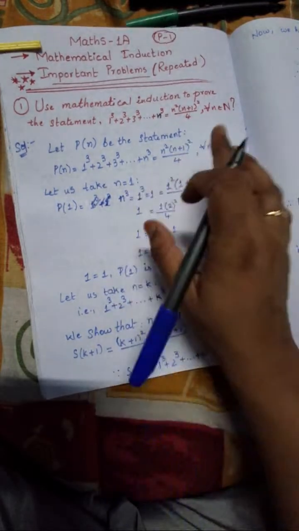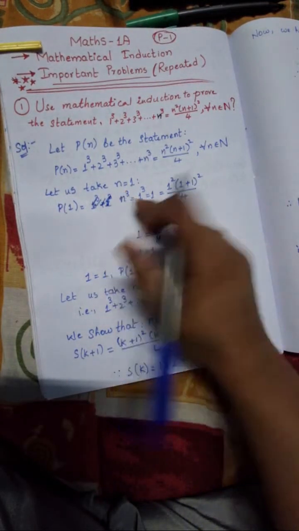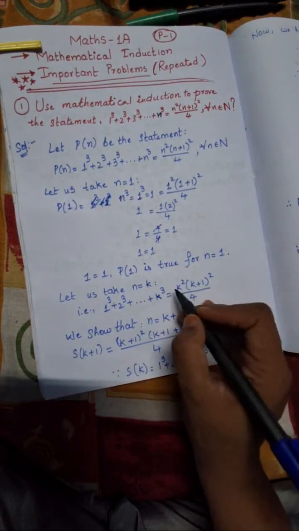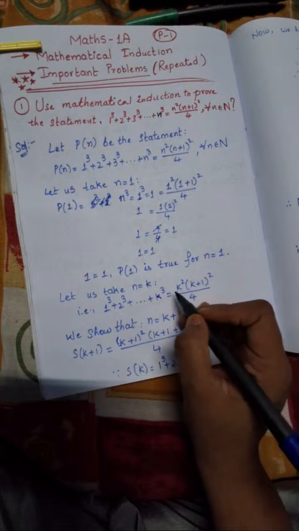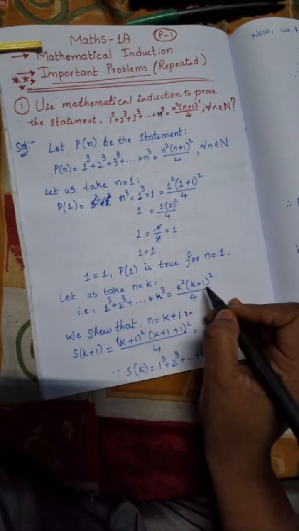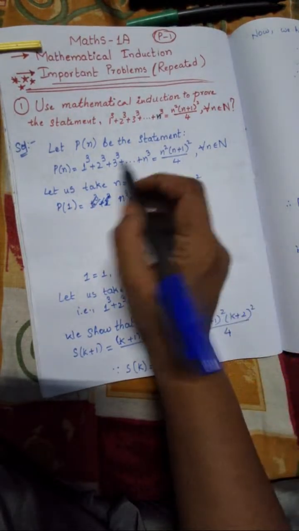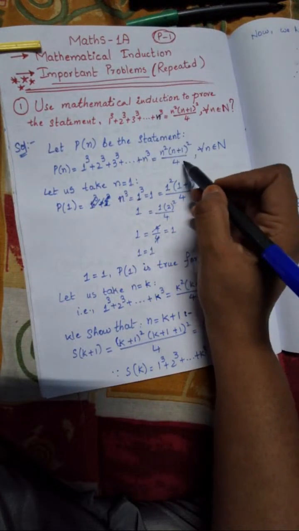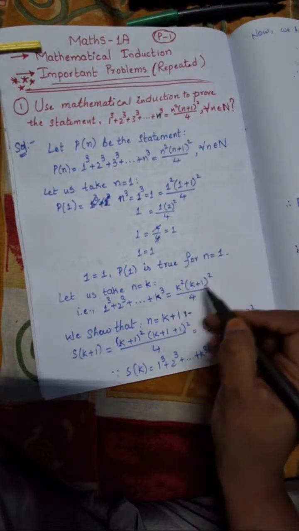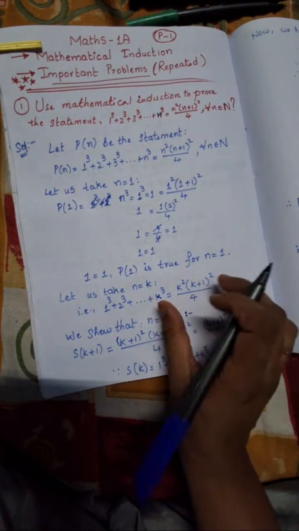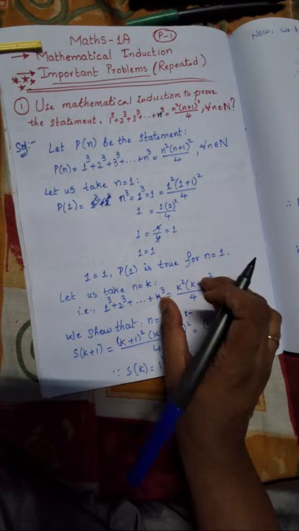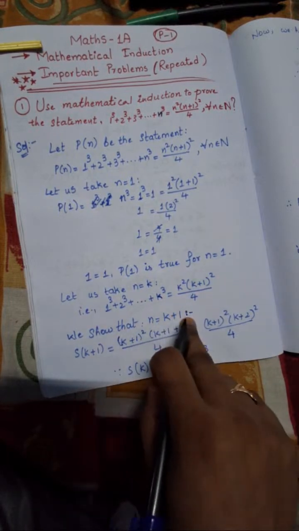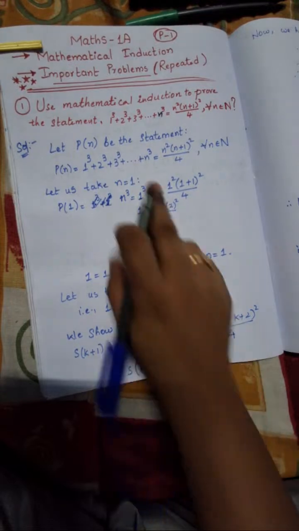Okay, so the whole problem is: for n equal to 1 we have to check, and for n equal to k we have to simply substitute k in place of n. This step is easy. We have to write k cube and here k square, k plus 1 whole square by 4. Don't simplify this, as it is we have to write in place of n equal to k. Now we have to show that n equal to k plus 1 is also true for this statement.